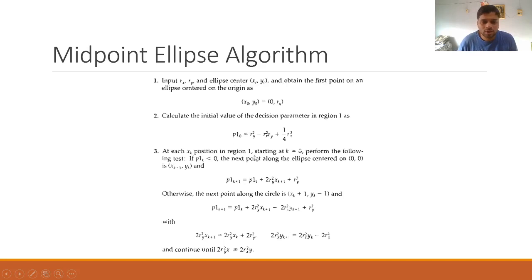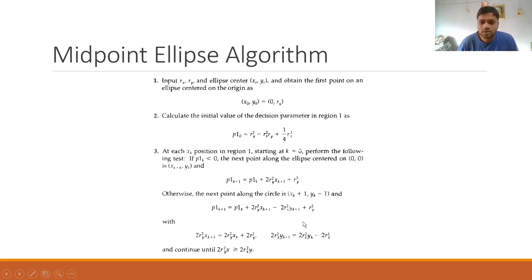At each xk position in region 1 starting at k equal to 0, perform the following test. If p1k is less than 0, the next pixel along the ellipse centered on (0, 0) is (xk plus 1, yk), and the next decision parameter is p1k plus 1 equals p1k plus 2 ry square xk plus 1 plus ry square. Otherwise, the next pixel position is (xk plus 1, yk minus 1), and the next decision parameter is p1k plus 1 equals p1k plus 2 ry square xk plus 1 minus 2 rx square yk plus 1 plus ry square.